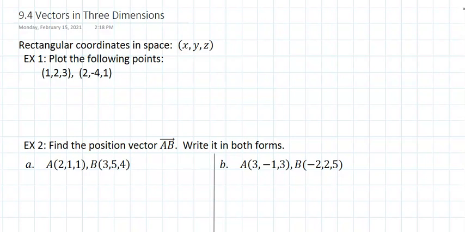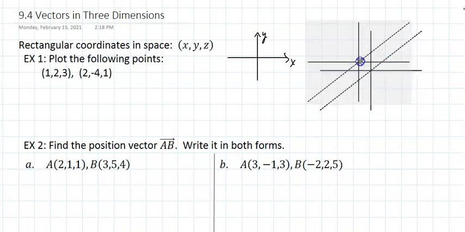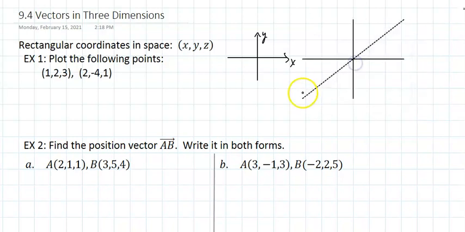Section 9.4 talks about vectors in 3 dimensions. So rectangular coordinates in 3 dimensions looks like this. You take the 2 dimensions, and what they do, they label the x-axis being there, the y-axis being there, and the z-axis being there.